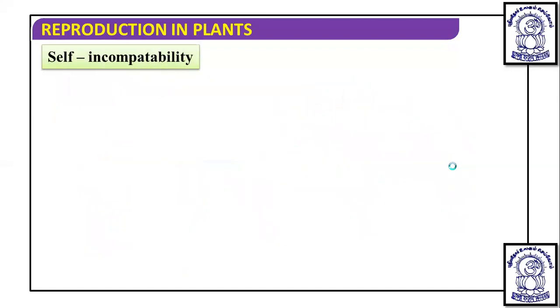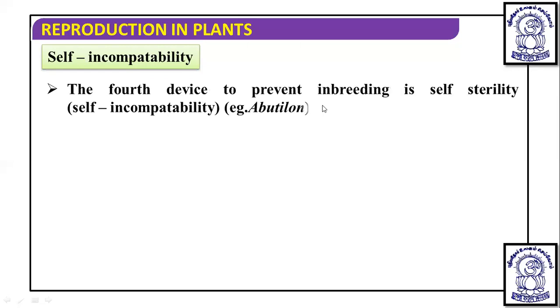After this outbreeding device, the next device we are going to discuss is self-incompatibility. Till now, how many devices have we discussed? One is dichogamy, one is hercogamy, another is heterostyly, and next we talk about self-incompatibility. Self-incompatibility is a synonym for self-sterility. It is the fourth device, and it prevents inbreeding.